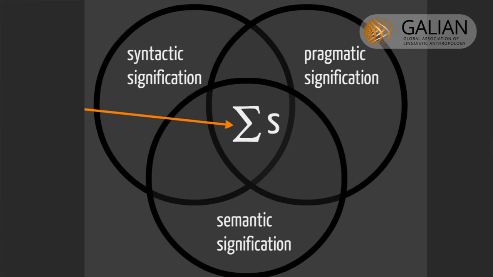Within this area then, a combined product of each signification becomes a process of search, comparison, negotiation, and ultimately an aggregate or coalescence of signification, and we label that as sigma S, where we employ syntactic, pragmatic, and semantic fields in a shift or reappropriation.